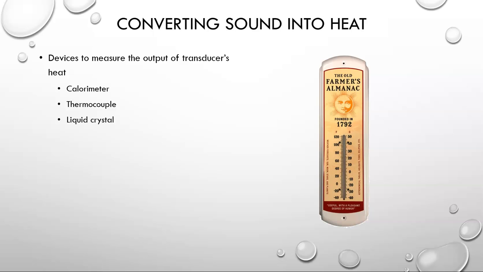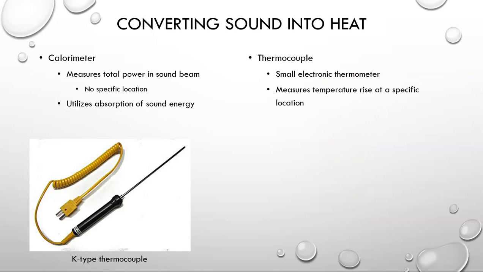Attenuation mostly occurs through absorption, and we said that absorption was the conversion of sound into heat. Devices that measure the output of an ultrasound's heat are calorimeters, thermocouples, and liquid crystals. Calorimeters measure the total power in the sound beam. They don't normally have a specific location, they just utilize absorption of the sound energy. Thermocouples, on the other hand, are small electronic thermometers which measure the temperature rise at a very specific location. This type K thermocouple will measure the sound only at the very tip of the probe.